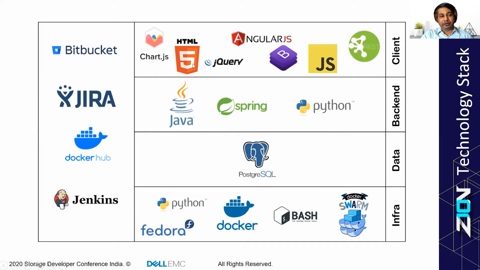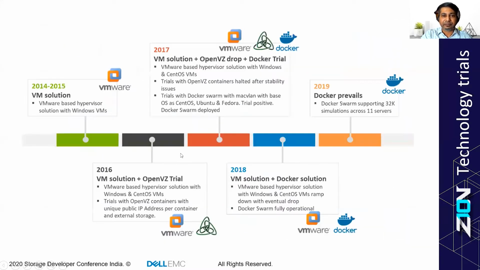So we've used a lot of upcoming technologies to be able to implement this. On the client side, we've used HTML5, we're using AngularJS, we're using Charger.js to make the GUI as intuitive as possible. On the backend, we're using Python, Java. We're storing most of our data in Postgres. And then on the infra side, most of the heavy lifting is being done by Docker and Docker Swarm, along with some Python scripts. And then we also have Fedora coming in as our host OS.